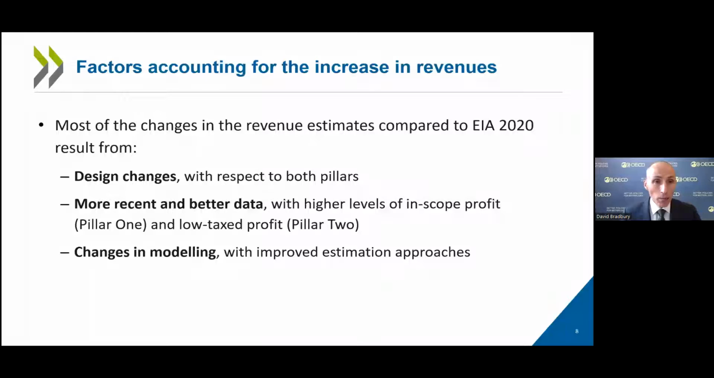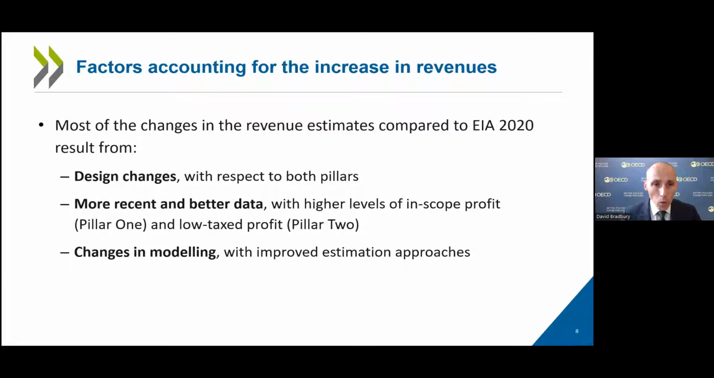Now, moving on, what are the factors accounting for these increases in revenues? As I mentioned earlier, design changes. Take pillar one, for example. The last time we modelled pillar one in that economic impact assessment in 2020, the scope was very different. We were talking about consumer-facing businesses and automated digital services. It's now a more comprehensive scope, but with a higher threshold. We also have more recent and better data.